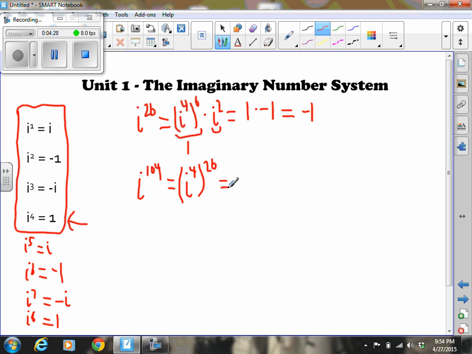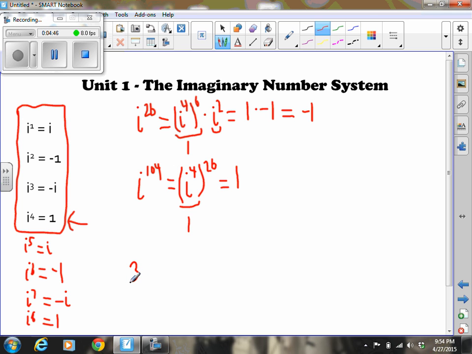So what do I know i to the 4th is equal to? That value is 1. And 1 to the 26th power is 1. So I know this was equal to 1, and it would match up with i to the 4th because there's a perfect group of 4's in that answer.